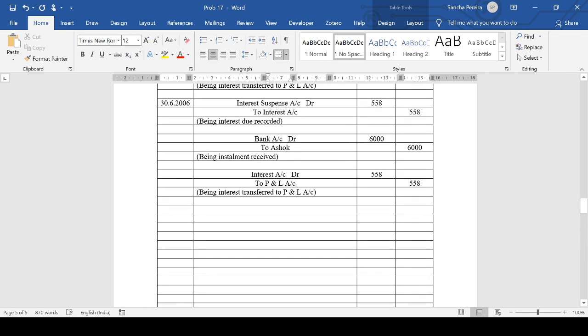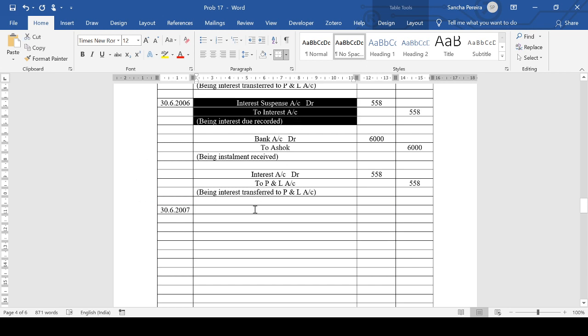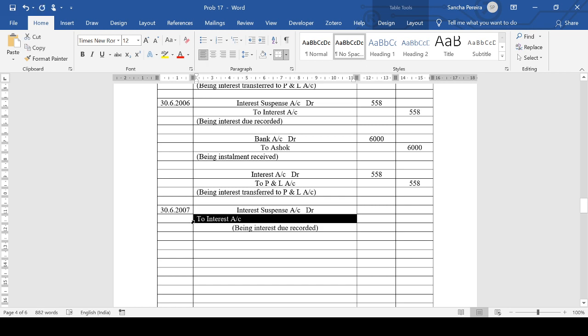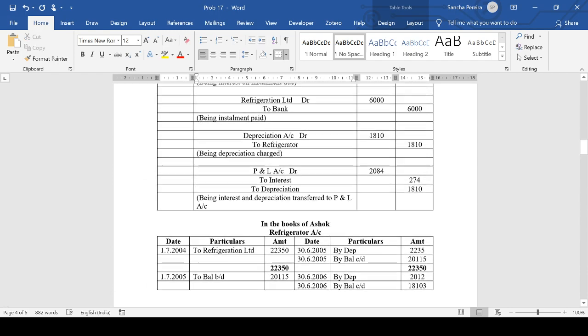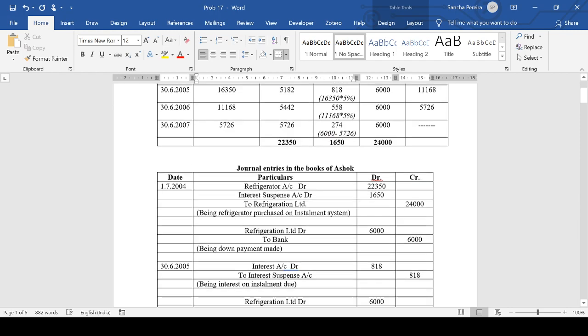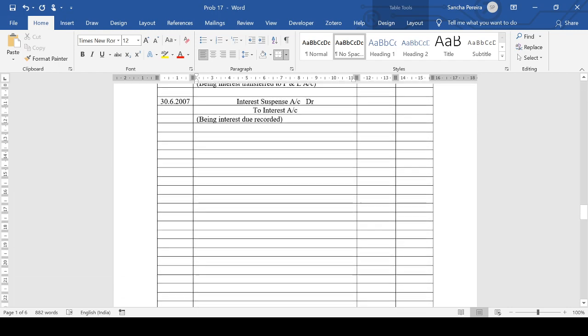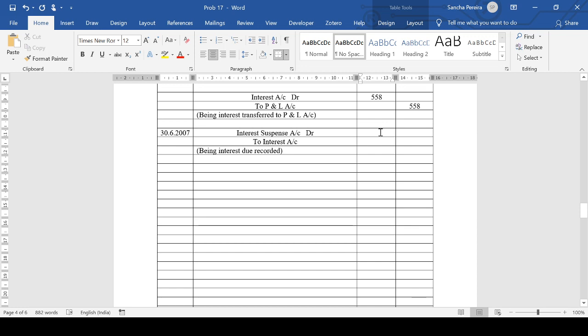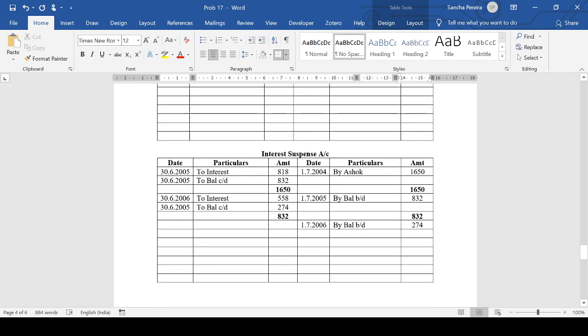Finally, we come to our third year now. Our second year ended on 30th June 2006. Our third year will be 30th June 2007. So the first entry again, interest suspense account debit to interest account. So if you check the interest in the third year, I think it is 274. So post this accordingly in both the accounts.